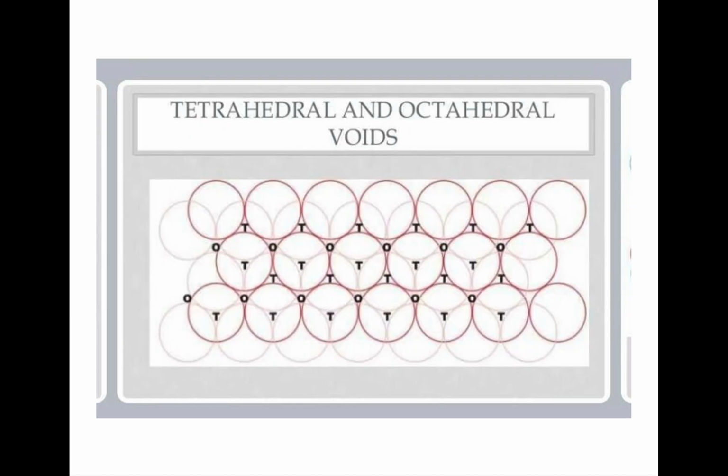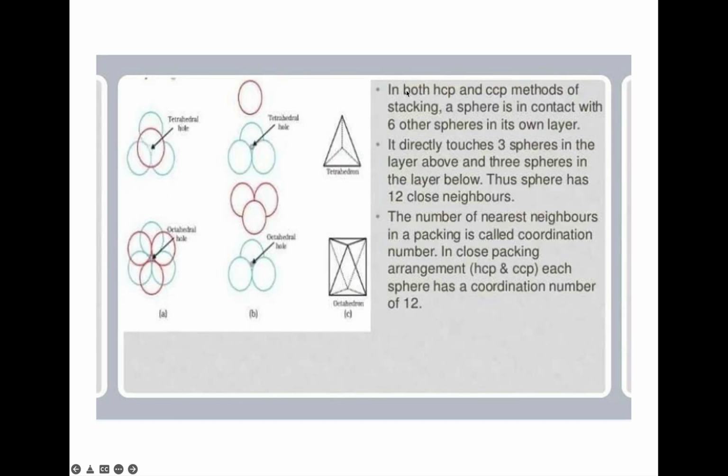Clear? Okay, now as I already told you, tetrahedral voids and octahedral voids, we discussed it in our last session. You can go back and see in detail. That is very important. Here in both HCP and CCP methods of stacking, a sphere is in contact with 6 other spheres in its own layer and directly touches 3 spheres in the layer above and 3 spheres in the layer below. So, one sphere will have 12 close neighbors.